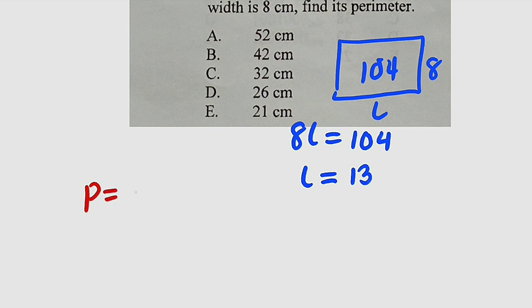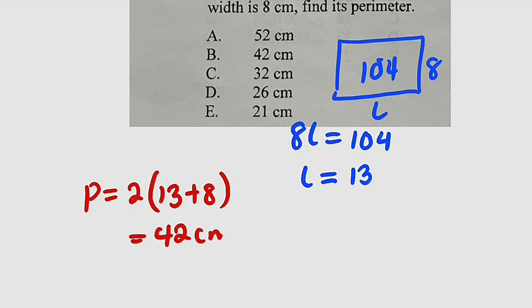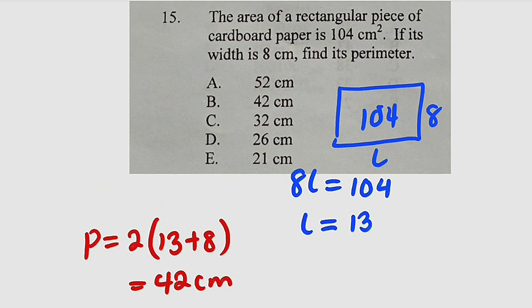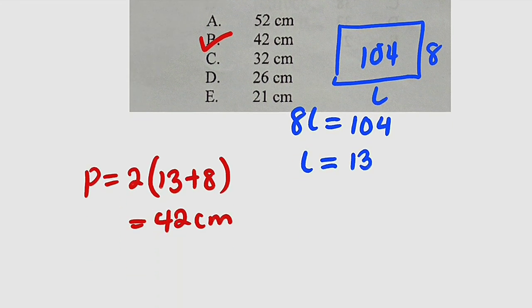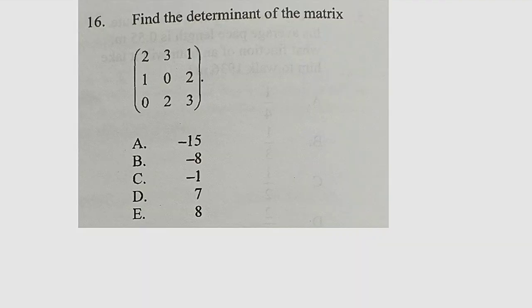So if L is equal to 13, what will be the perimeter? Remember, perimeter is equal to 2 multiplied by the sum of the two side lengths, 13 and 8. And 13 and 8 will give us what? 21. 21 times 2 is 42 cm. Therefore, the perimeter is 42 cm. Let us move on to question number 16. Here is question number 16.